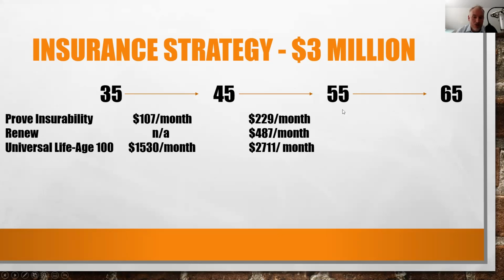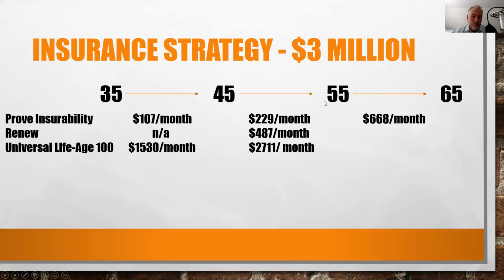Then let's say I now go to age 55. And again, I can prove insurability. Let's say I'm healthy. The next set of rates for age 55 to age 65 for a 10-year term contract would be $668 a month. Now, here I am, 55 years old. I got a 17-year-old kid and a 20-year-old kid.